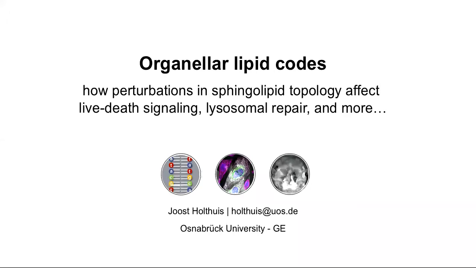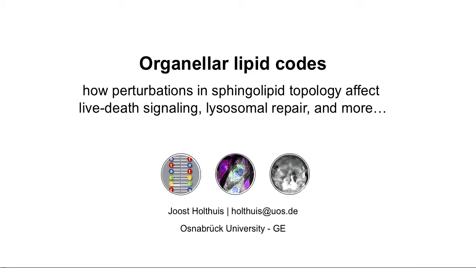So I believe an important but only slowly emerging concept is that cellular organelles contain information that is encoded in their lipid bilayers. And these so-called lipid codes are critical for specifying organelle identity and function. Now, cracking these lipid codes, I believe, is very challenging.